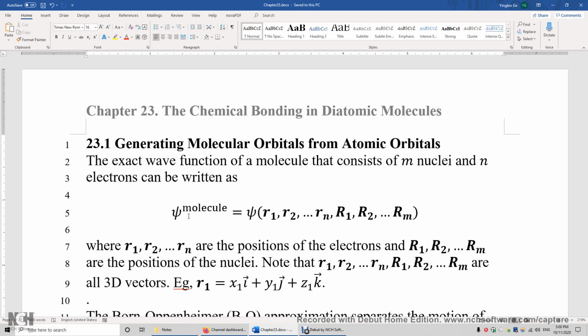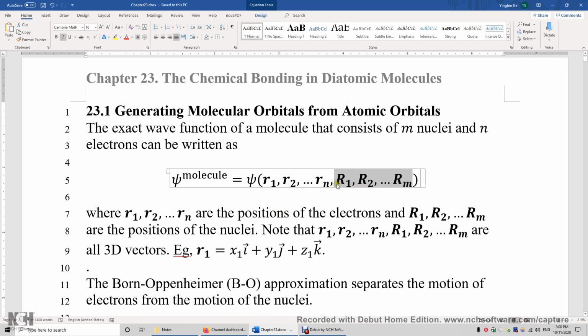The exact wave function of a molecule that consists of M nuclei and N electrons can be written in this form. This is a wave function of N electrons and M nuclei. The lowercase r is the position of the electrons. The uppercase R is the position of the nucleus. So we have N electrons, we have M nuclei.